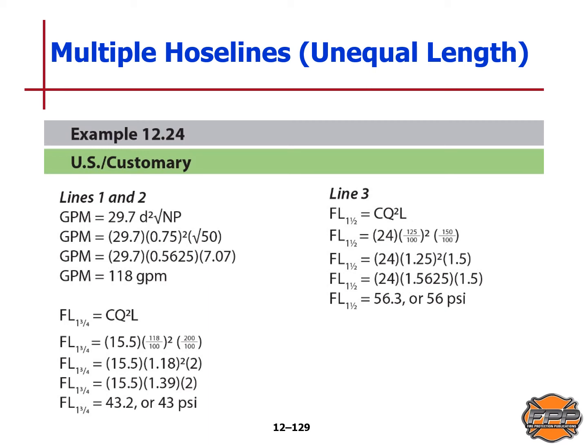So lines 1 and 2, you're running 118 gallons per minute. The line with the 1 3/4 hose, you're running 43 psi friction loss, and line 3 with the 1 1/2 hose, you're running 56 psi friction loss.